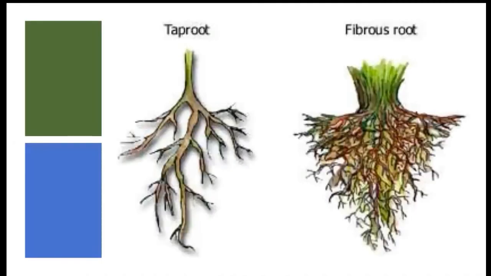They get modified into some specialized structures for the purpose of food storage, for the purpose of reproduction, or some other purpose as well. Sometimes they can even help in photosynthesis as well. They can absorb moisture from the air, and they can absorb moisture and nutrients from different parts. But basically, sometimes they get modified. So let's have some modifications of the taproot system.